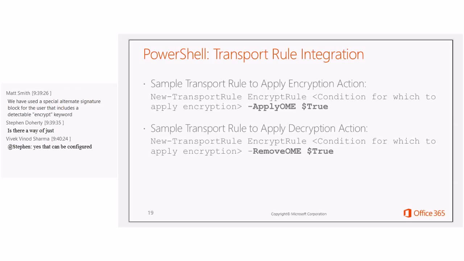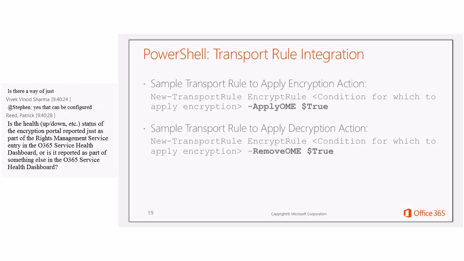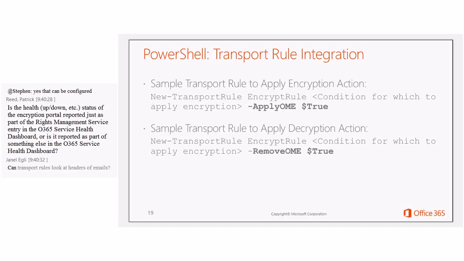So again, pretty straightforward. This just gives you the parameters if you are creating your transport rules from PowerShell. It's basically just New-TransportRule, and the two parameters you're interested in here are -ApplyOME $true, which enables it, and -RemoveOME $true, which decrypts.